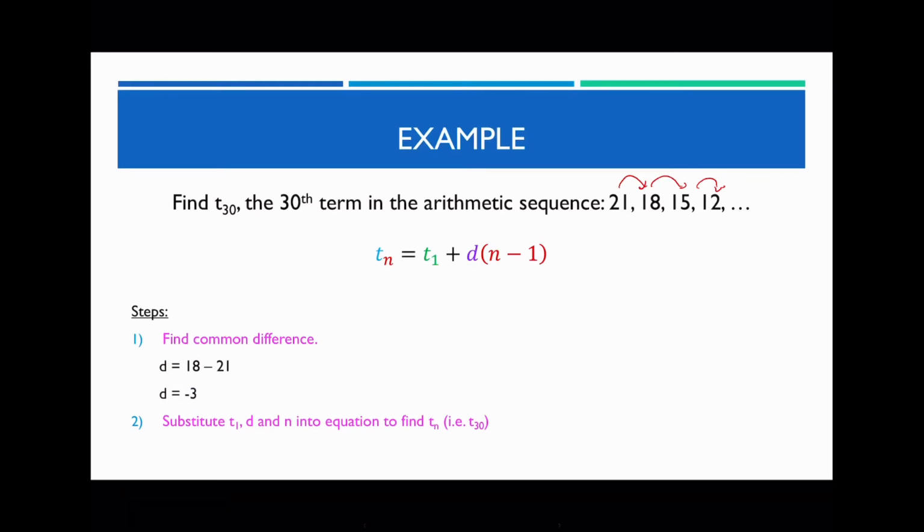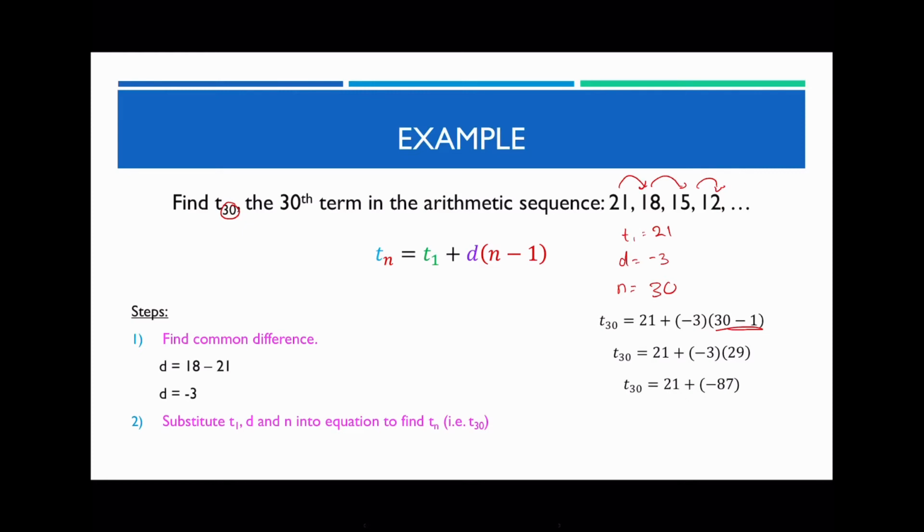All we need to do now is substitute all the values that I know into this equation over here. I know that T1 in this case, my first value, is 21. I know that D is equal to -3, and I know that N in this case represents the 30th. So N is equal to 30. Substitute it into the formula, so it'll become T30 is equal to 21 plus bracket 30 minus 1, bracket -3, and so forth. What we're going to do now is simplify this. So therefore, this becomes -3 multiplied by 29.